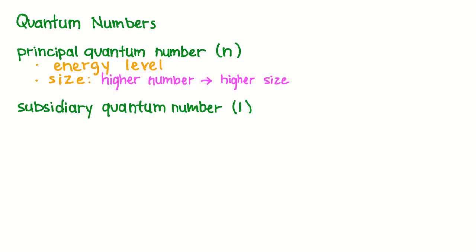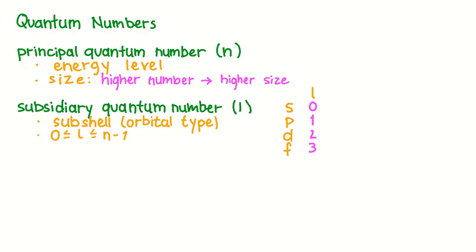The next quantum number is the subsidiary quantum number, which is also called the azimuthal, orbital, or orbital angular momentum quantum number. This quantum number tells us the subshell. Each orbital type has a different value of L. For s orbitals, L equals 0. For p orbitals, L equals 1. For d orbitals, L equals 2. And for f orbitals, L equals 3. L can have a value from 0 to n-1. This corresponds to how the number of subshells increases as the energy level increases.